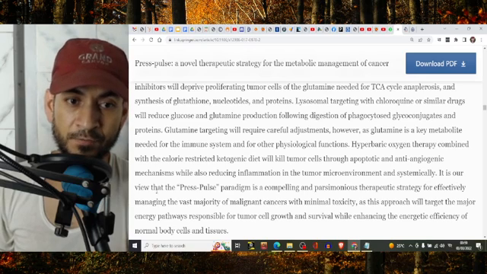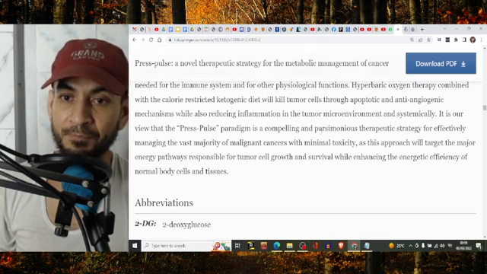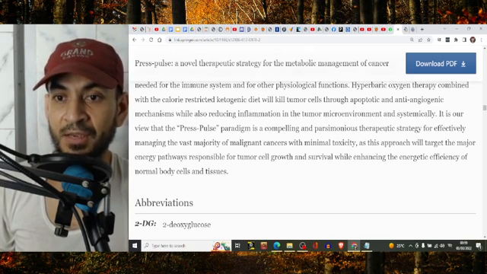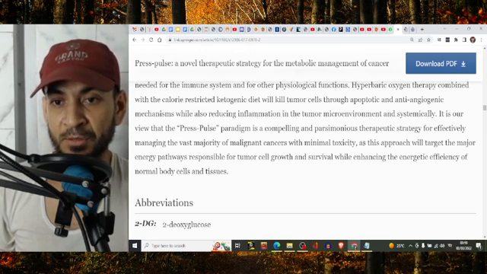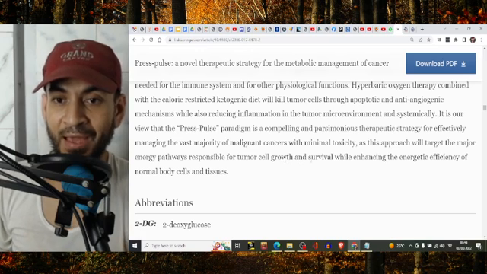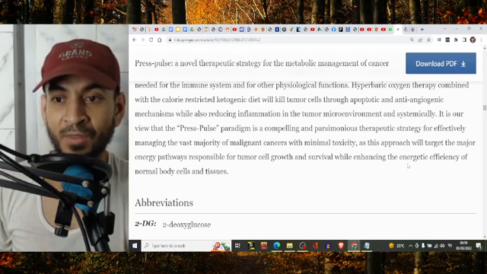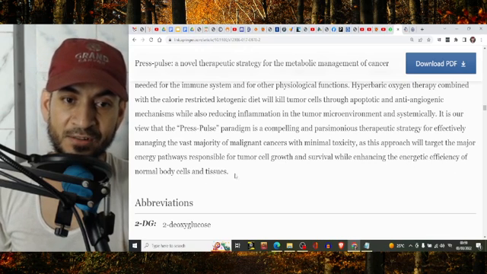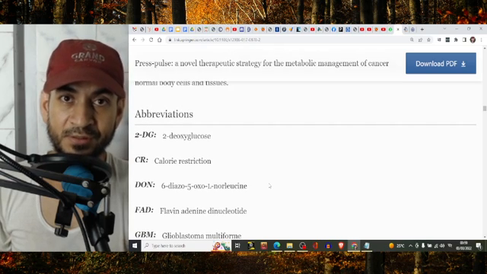It is our view that the Press Pulse paradigm is a compelling and parsimonious therapeutic strategy for effectively managing the vast majority of malignant cancers with minimal toxicity, as this approach will target the major energy pathways responsible for tumor cell growth and survival while enhancing the energetic efficiency of normal body cells and tissues. And that was the end of the paper.